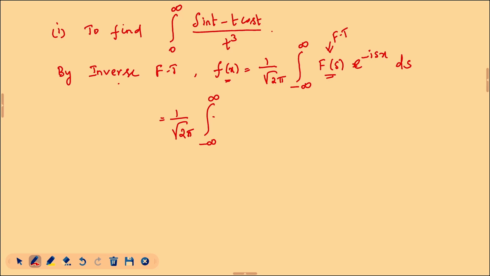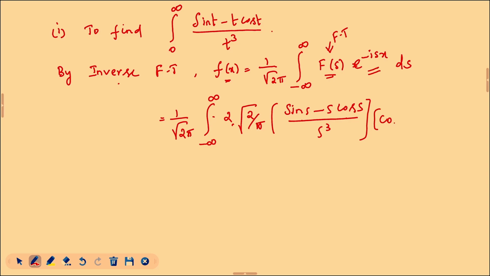Now let us replace the value of the Fourier transform. The value of the Fourier transform is 2 into square root of 2 by pi times (sin s minus s cos s) divided by s cube. This is by the previous subdivision. Now e power minus isx: replace e power minus isx by cos sx minus i sin sx, into ds.